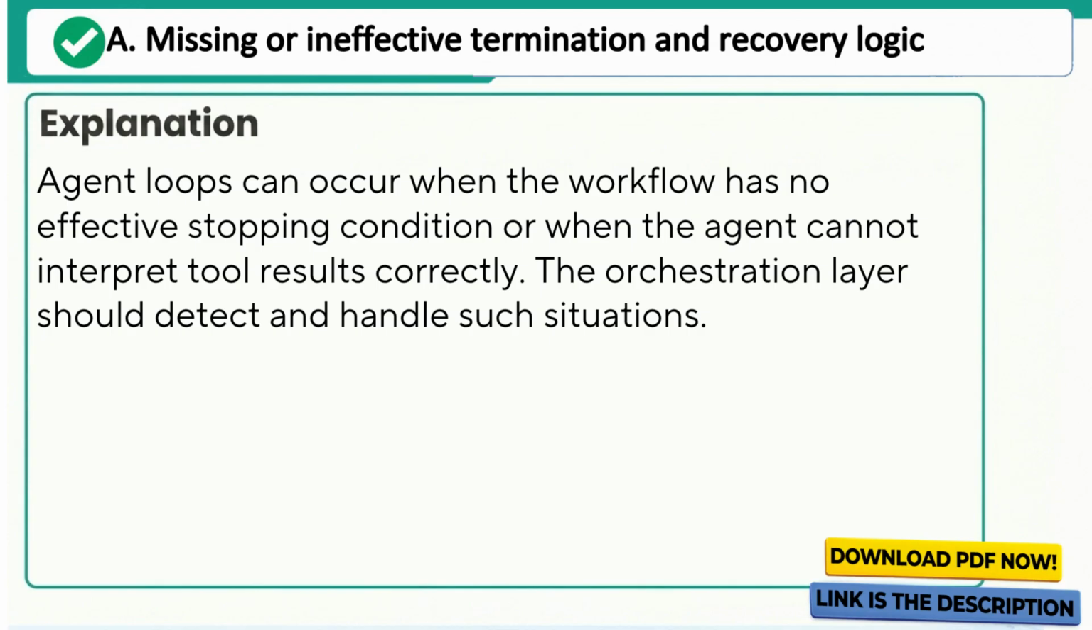Explanation: agent loops can occur when the workflow has no effective stopping condition or when the agent cannot interpret tool results correctly. The orchestration layer should detect and handle such situations.